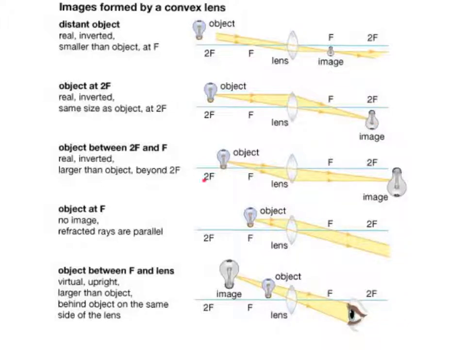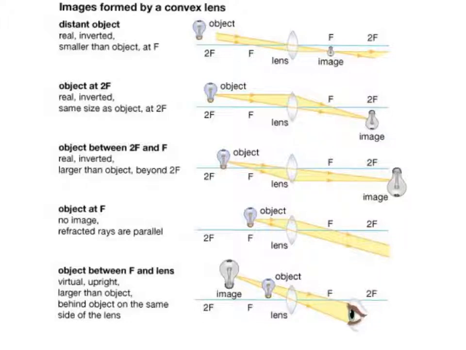If we place the object between the focal length and 2 times the focal length, our image is going to be real and inverted, but it will be larger than the object, and it will also be beyond 2 times the focal length on the other side of the lens. You can see that these are getting a little bit farther away as the objects are getting closer to the lens.